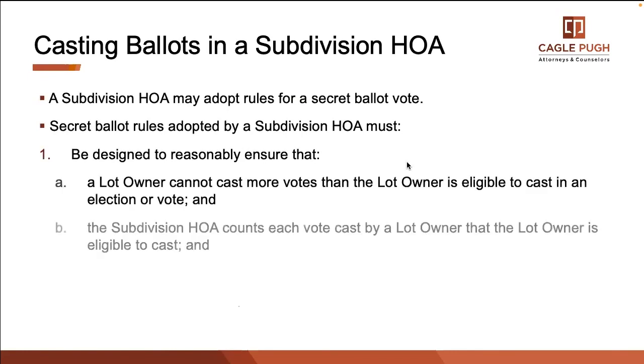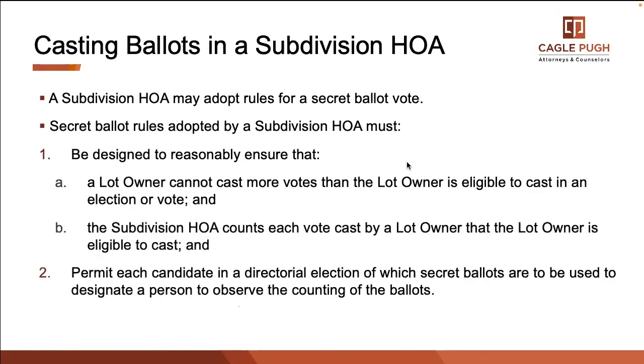A subdivision HOA may adopt rules for a secret ballot vote. This is completely unnecessary. There's no reason to do that. It creates a lot of extra work for a lot of different people, but you can do it, and here's how. It has to be designed to reasonably ensure that a lot owner can't cast more than the votes they're allocated, and it has to require that the subdivision HOA counts each vote cast that the lot owner is eligible to cast, and it has to permit each candidate in a directorial election of secret ballots to designate a person other than themselves to observe the counting of the ballots.